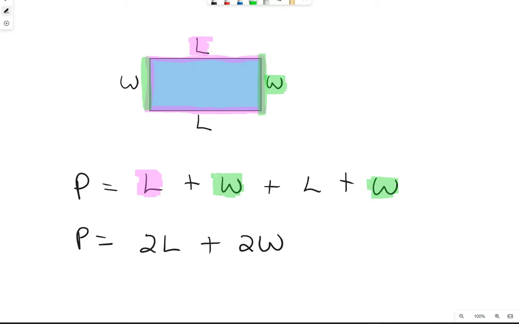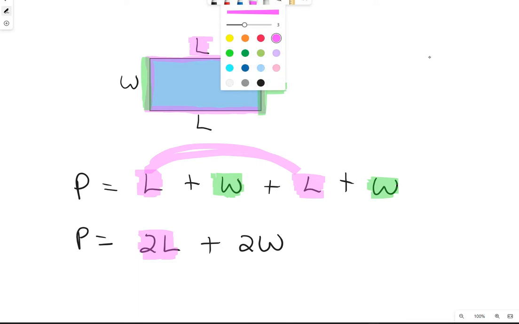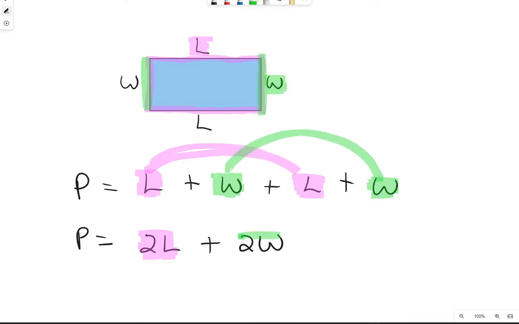So I have two sides that are the same length called the width, and two sides which are the same length called the length. So perimeter, in short, if you combine this L and that L, I got two L's. And if you combine this W and that W, you got two W's. So the formula for perimeter is twice the length plus twice the width.